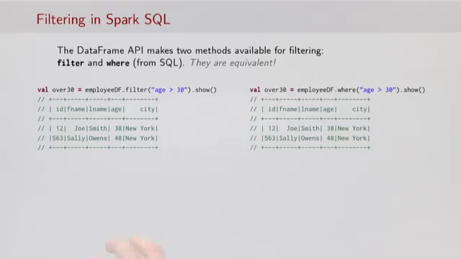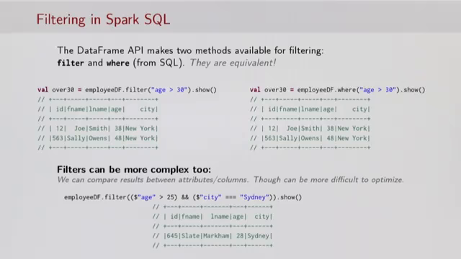Also, it's important to note that there are 2 methods available for filtering in Spark SQL. One is called filter, and one is called where. Both of them are the same. One is just an alias of the other, so you can always think of these things as completely equivalent. When filter looks better, write filter. When where looks better, write where.